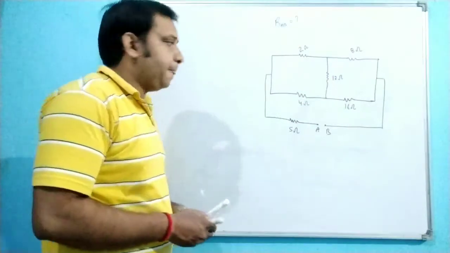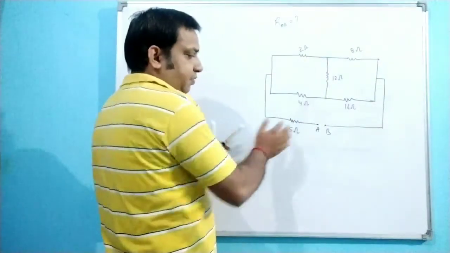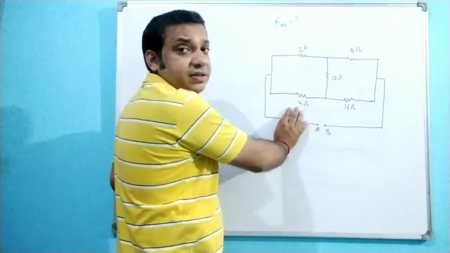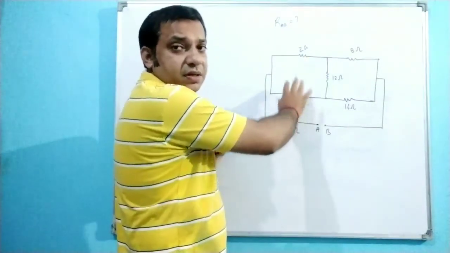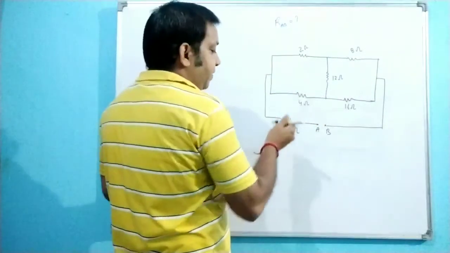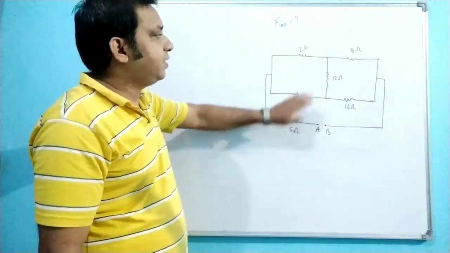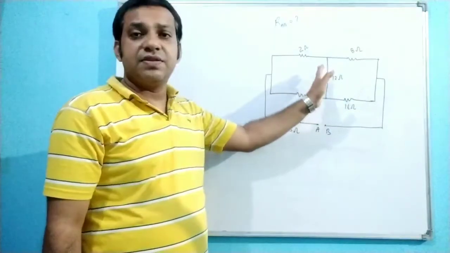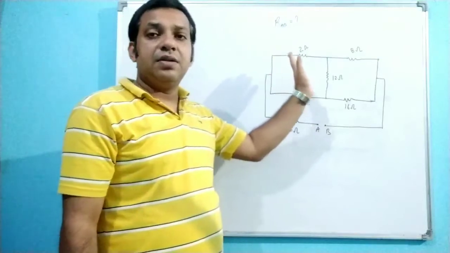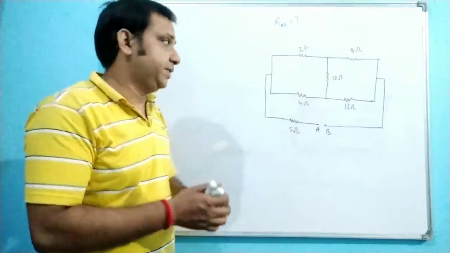Just see here. If you leave this 5 ohm resistor aside and look at this arrangement, it is similar to the Wheatstone bridge. I am not saying it is a balanced Wheatstone bridge, but it is similar to a Wheatstone bridge. You are seeing 1, 2, 3, 4, 5 resistors here, and just check whether this Wheatstone bridge is balanced or not. So how can we check whether P by Q is equal to R by S?